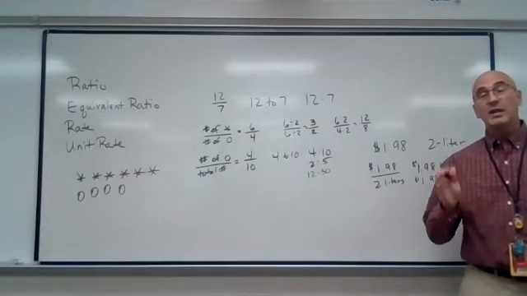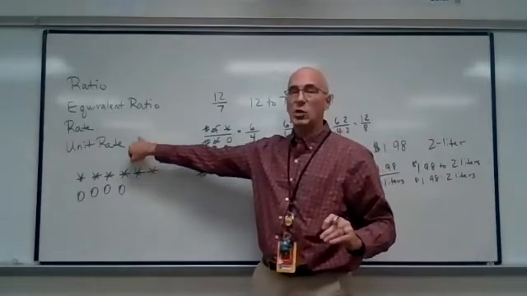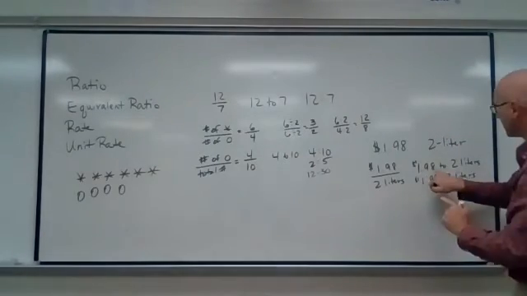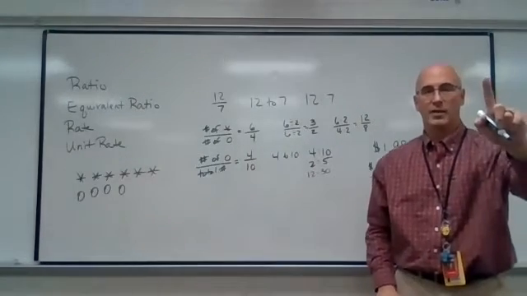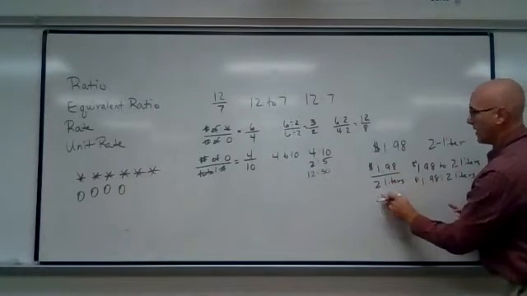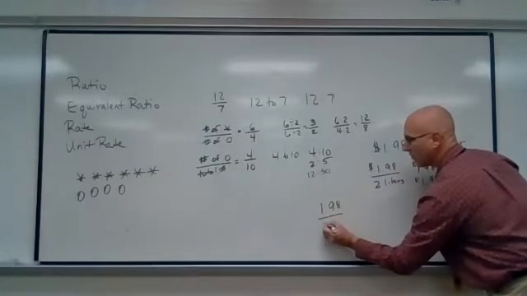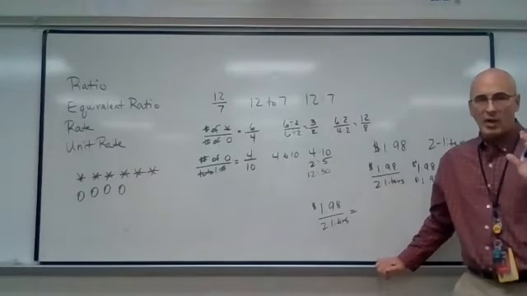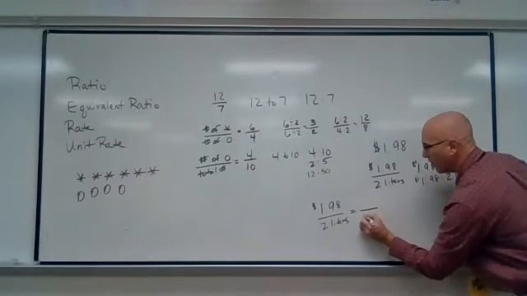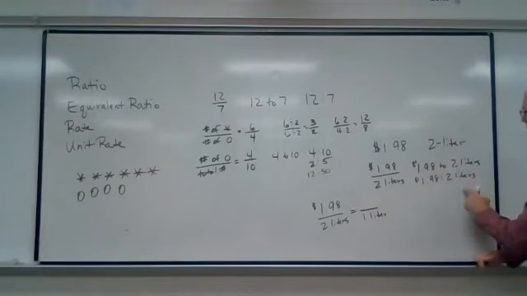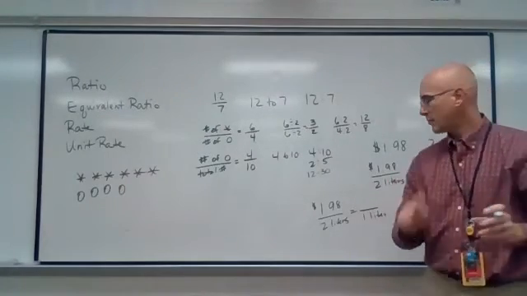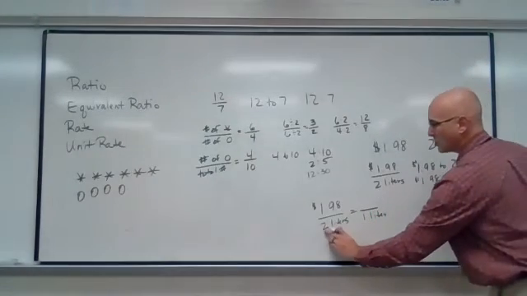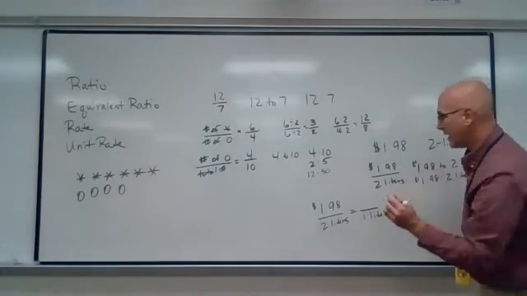Now we have a special kind of rate, and that is called a unit rate. And a unit rate is when the bottom number or the second number is 1. So in other words, for this one, if we took $1.98 for 2 liters, we want to come up with an equivalent ratio where this bottom number, or if we wrote it this way, the second number is 1. So in this case, what we're going to do is kind of like getting equivalent fractions. So 2 liters to 1 liter, we are dividing by 2.